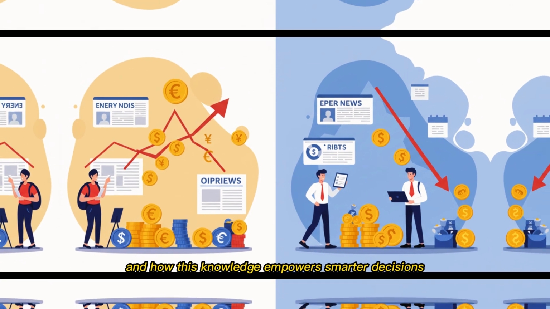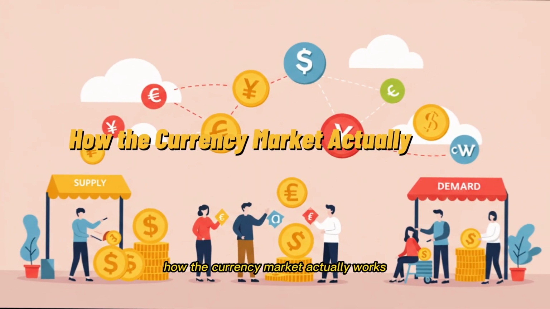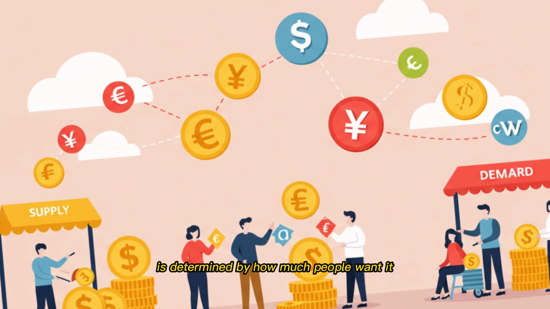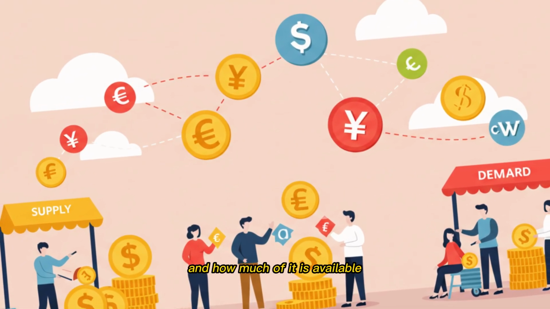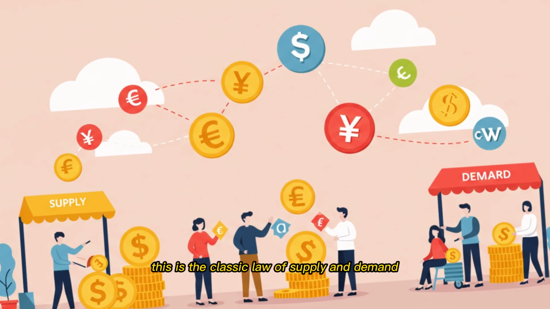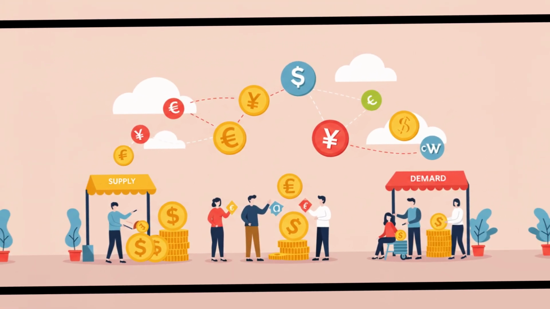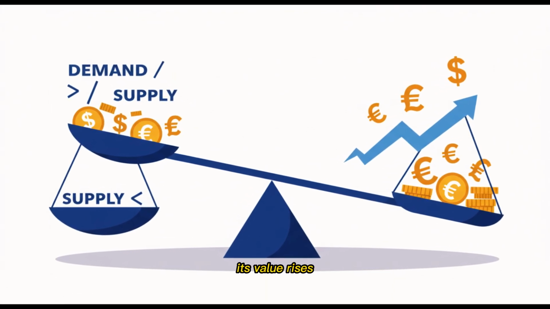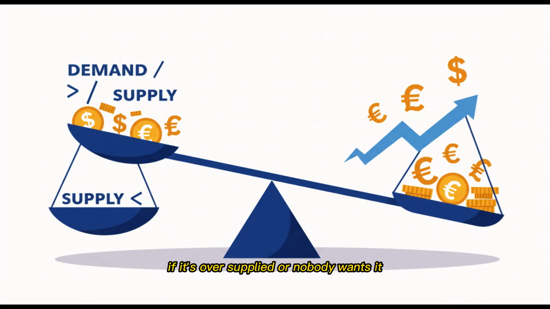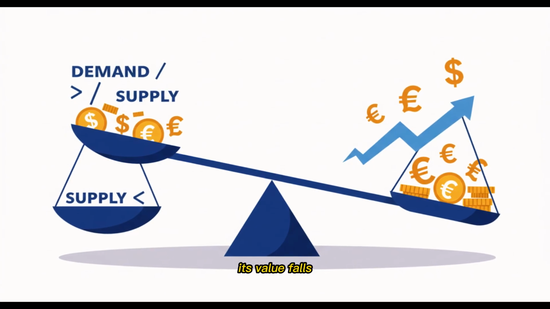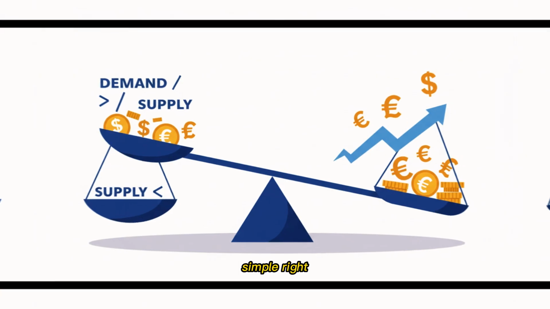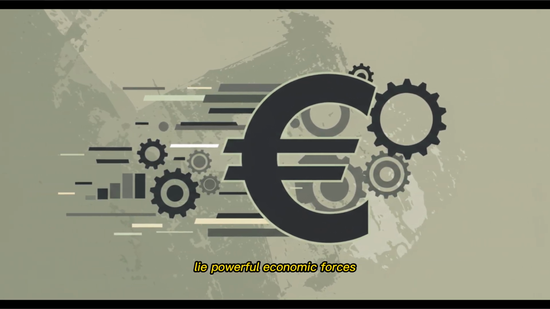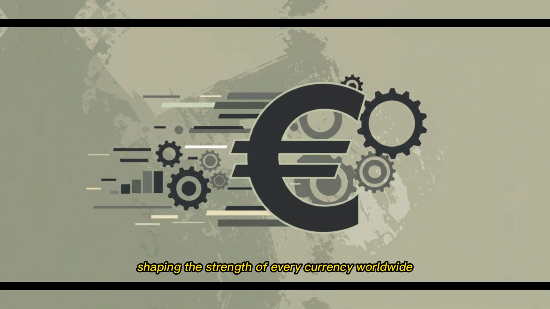empowers smarter decisions. How the currency market actually works. At the core, the value of any currency is determined by how much people want it and how much of it is available. This is the classic law of supply and demand. If a currency is in high demand and limited in supply, its value rises. If it's oversupplied or nobody wants it, its value falls. Simple, right? Yet behind these simple mechanics lie powerful economic forces, shaping the strength of every currency worldwide.